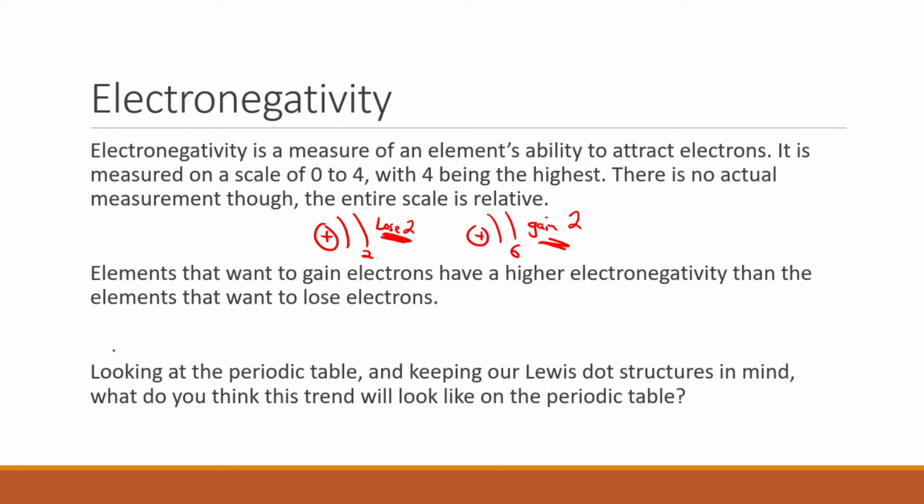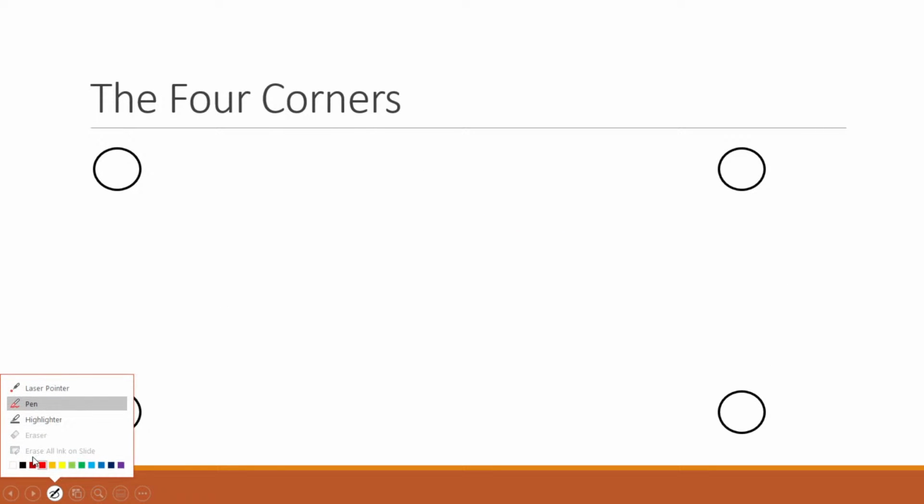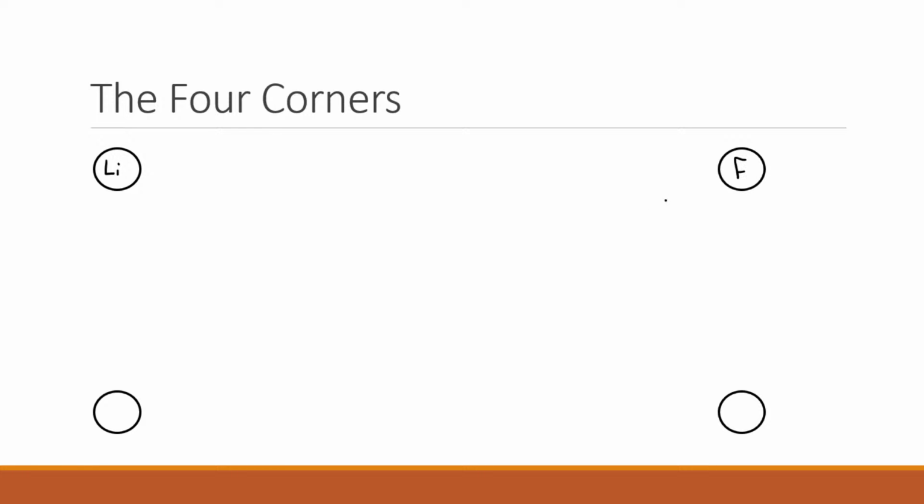And so just like before, we're going to look at the 4 corners of the periodic table. We're going to look at lithium, fluorine, francium, and ununseptium. And we're going to take a peek at these 4 elements and see if we can figure out which way our trends are going to go for electronegativity.